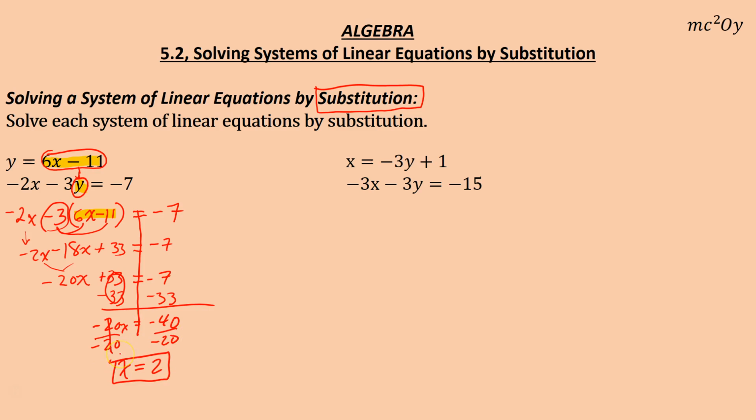Now once I know what x is equal to, or one of my variables is equal to, I can go ahead and substitute that in to one of my two original equations to find y. And note the first equation says y equals, so I'm just going to substitute it in there. So y equals 6 times x, so it's no longer x, it's going to be 2, minus 11. So this x became that 2. So I now have y equals 12 minus 11, or y equals 1. So my solution, the ordered pair, x is 2, y is 1.